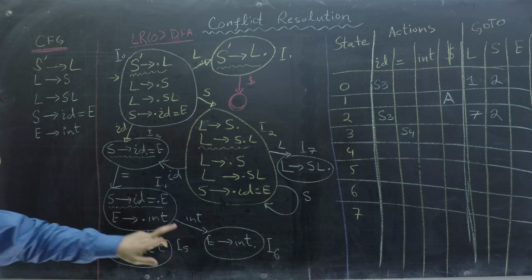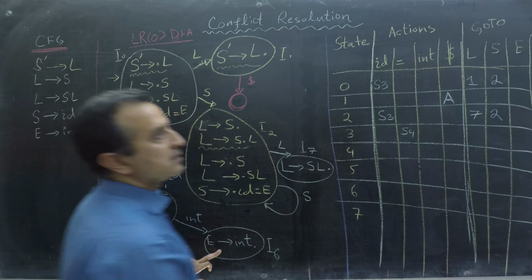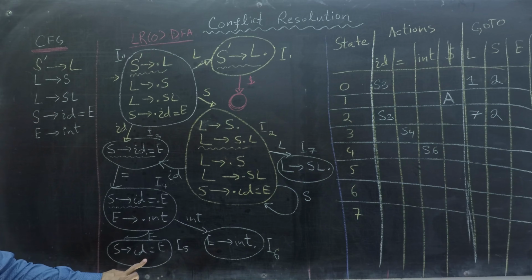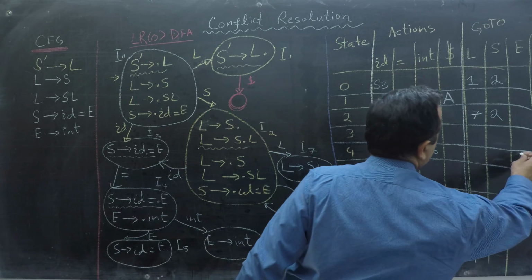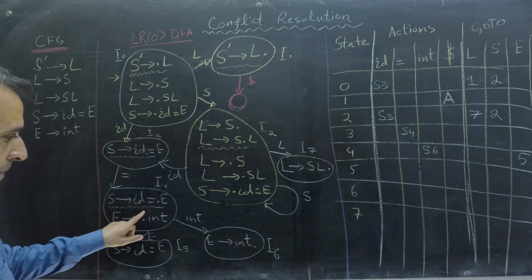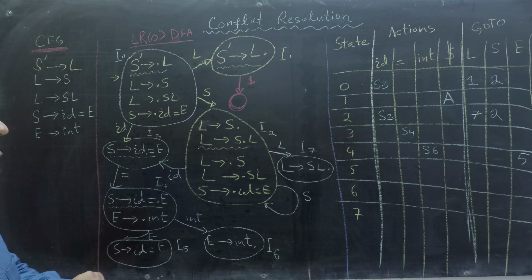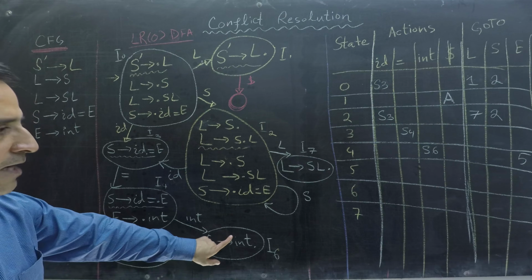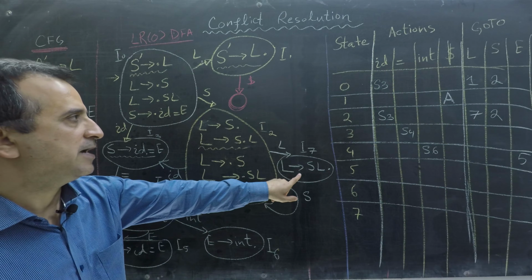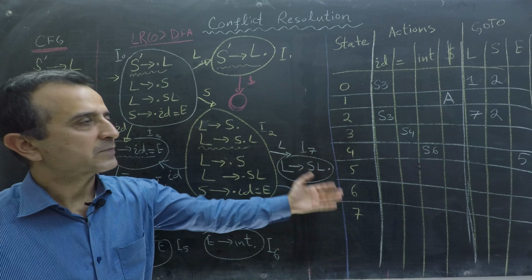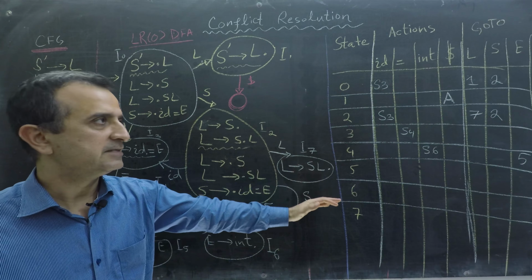Now we consider state 4. From state 4 on integer I go to 6. On E I go to 5. I'm done with this. Now I consider the state 5, which is this one. I don't go anywhere, so no entry in it. On state 6 I don't go anywhere. On state 7 I don't go anywhere. So that's it. These are all my goto and shift actions in my table.